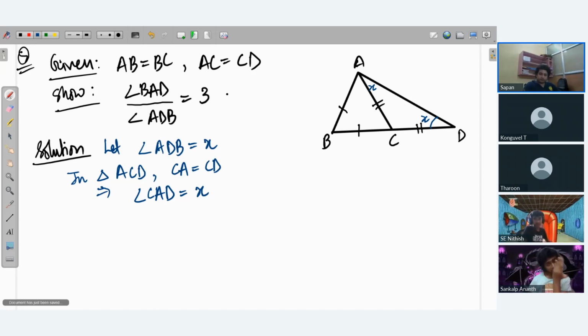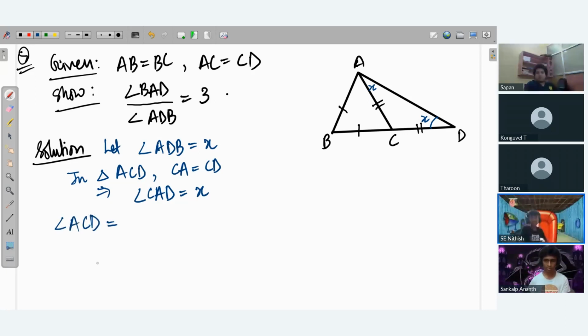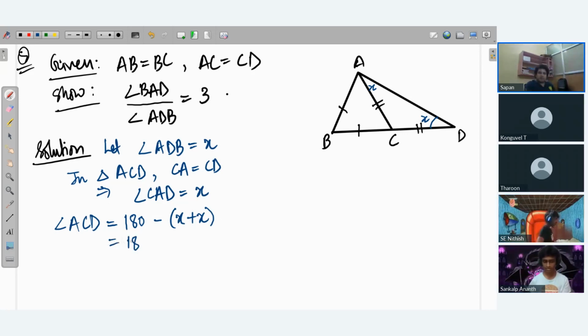Now what is angle ACD? Angle ACD plus CDA plus ADC is 180, so ACD is 180 minus x plus x, that is 180 minus 2x. I just found it, sir. This is 180 minus 2x.